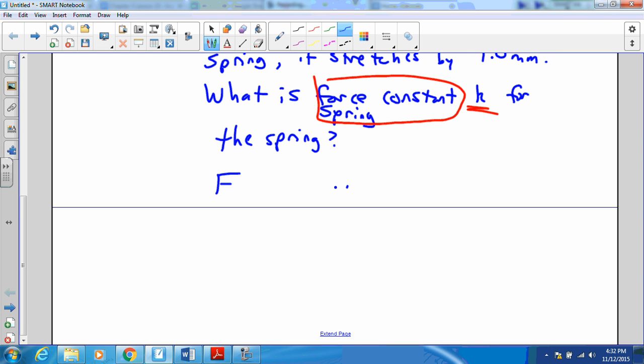So we're going to set it up like this. Using Hooke's law, the force that the spring exerts is equal to negative kx, which means that the force that I have to apply to it will be the opposite of that. It will be equal to positive kx.